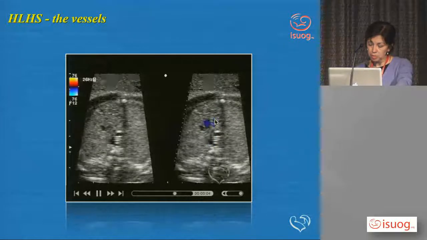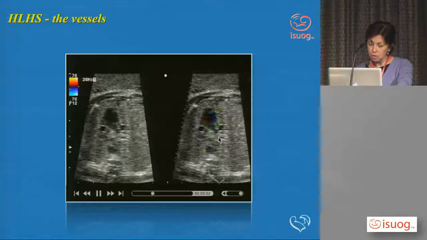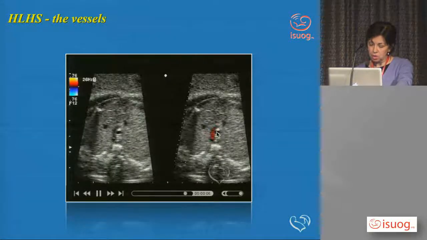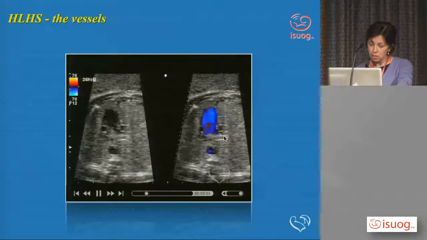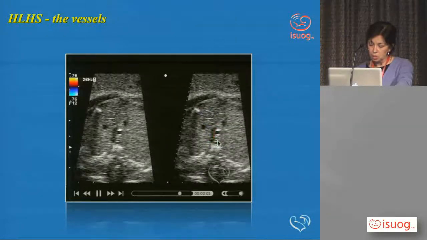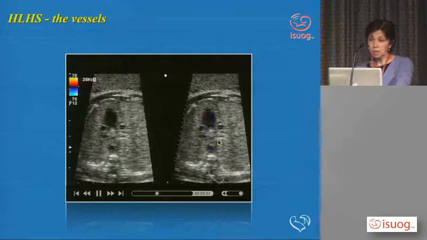We just passed the bifurcation of the pulmonary arch, and as you come up to the 3-vessel trachea view, you see that there is a transverse aortic arch here with reverse flow just to the left of the trachea. So this confirms that this baby does have hypoplastic left heart syndrome.